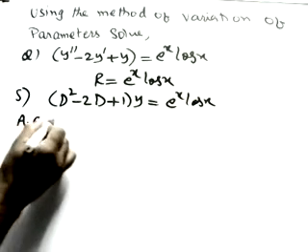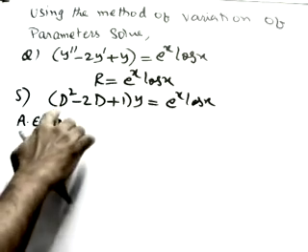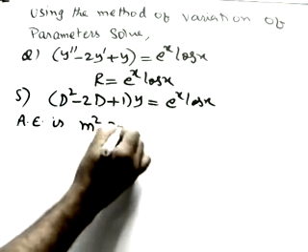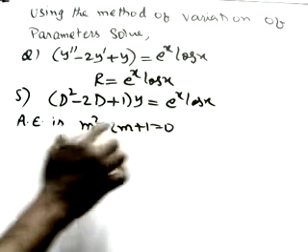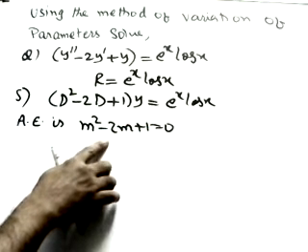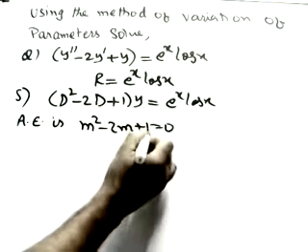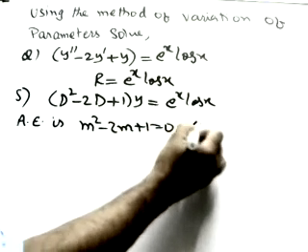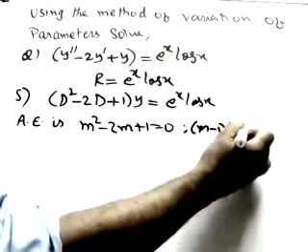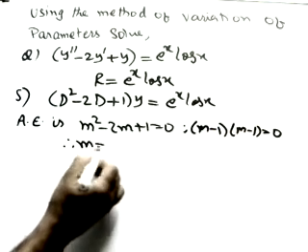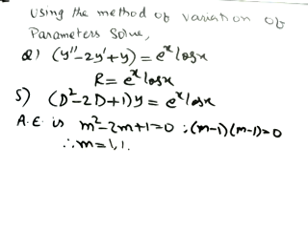Now let me solve for the complementary function. We take the auxiliary equation. In place of D we put m: m squared minus 2m plus 1 equals 0. You either factorize this or use the calculator, and you will get the values of m. If you factorize this, it becomes (m minus 1) into (m minus 1) equals 0. Therefore, m equals 1, 1.